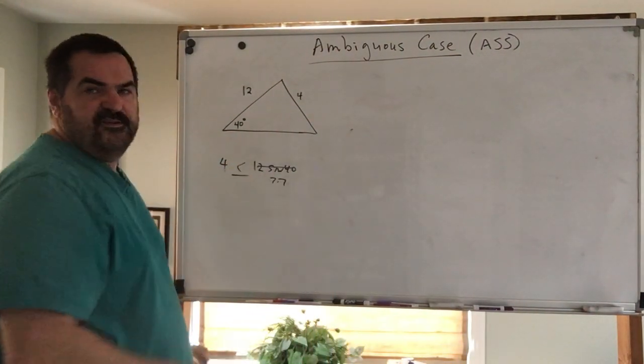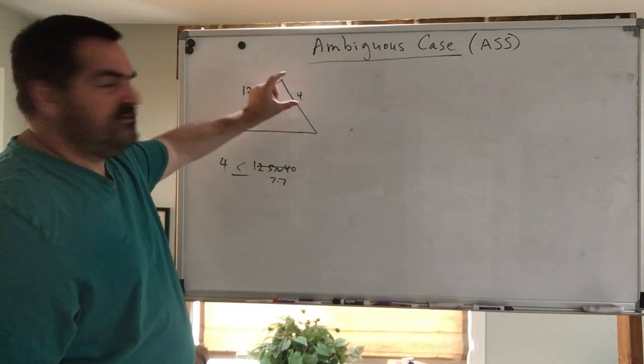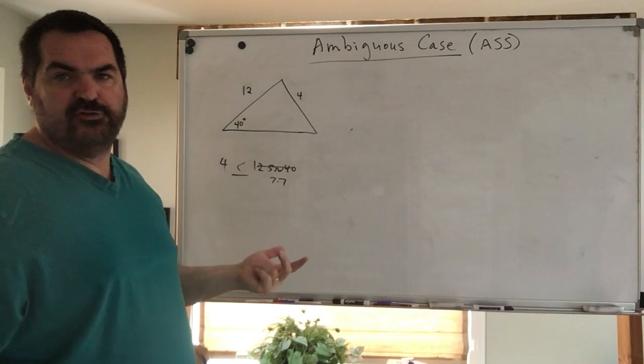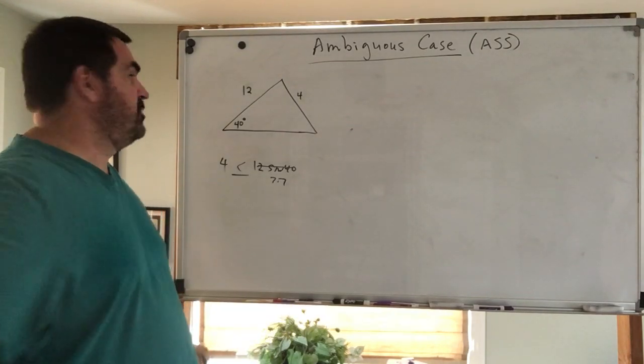So since that side's bigger, this is impossible. This 4, if I drew it to scale, would be hanging in the air. We couldn't have a triangle. So that would be a no solution problem, and there's nothing to do. You say there's no solution, and you move to the next problem.